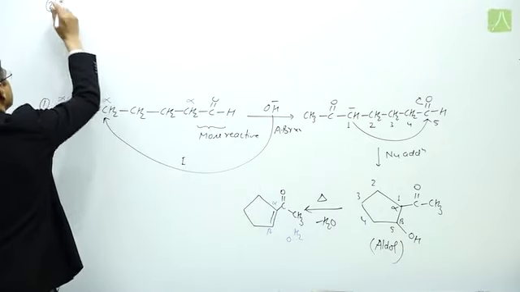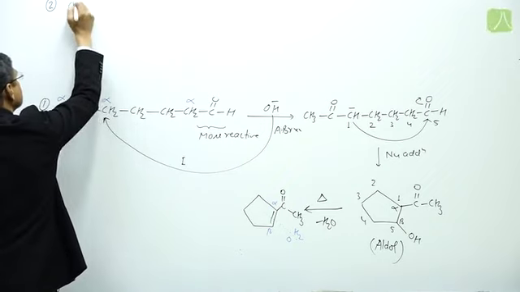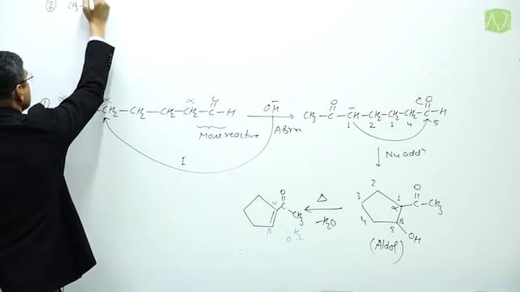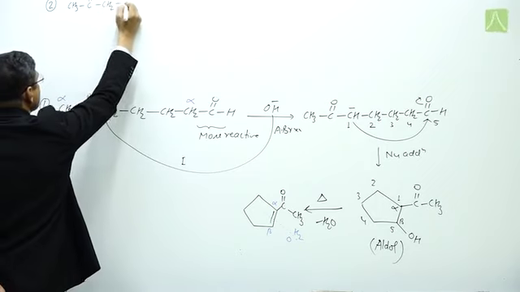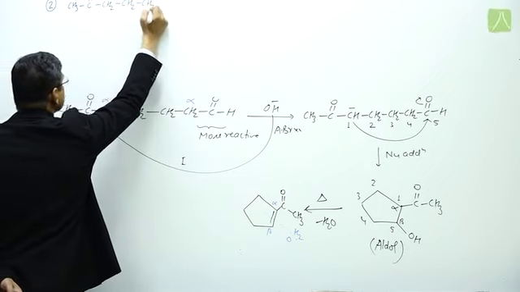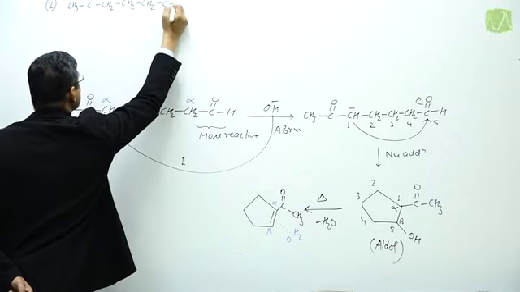Now in the second example, CH3CO CH2 CH2 CH2 CHO.